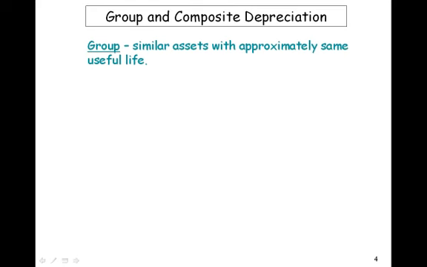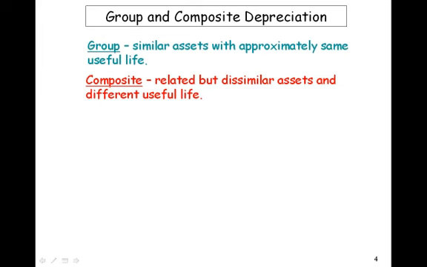There are other ways to simplify the record keeping for depreciation. One of the best is group and composite depreciation. Group combines similar assets that have approximately the same useful life. Examples are all delivery trucks, or all desks, or all chairs, or all computers. Composite combines related but dissimilar assets that have different useful lives. Examples are all equipment in a factory, or all office furniture, or all technology equipment. Both methods are accounted for the same way.